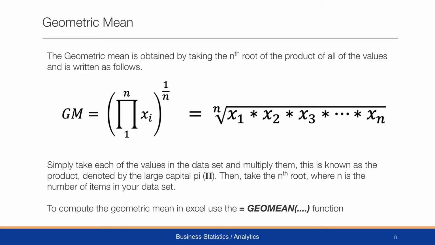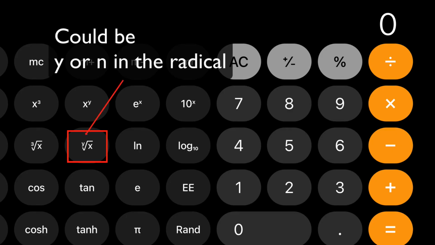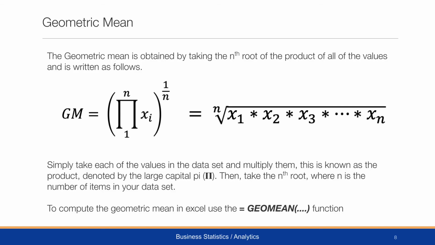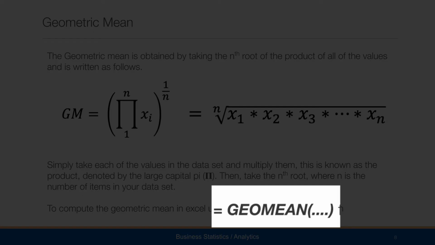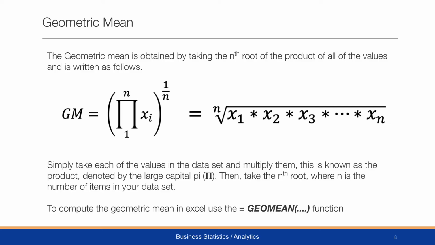Then what we're going to do is we're going to take the nth root, where n is the number of items in your data set. In that case, we can actually do it two ways. If you're using a calculator, you probably have the nth root of x button, or you can just raise it to the power of 1 over n. Okay, it'll give you the same thing. In Excel, we can just use the GEOMEAN function, and it will give us the geometric mean of the data set. It will handle it for you automatically.